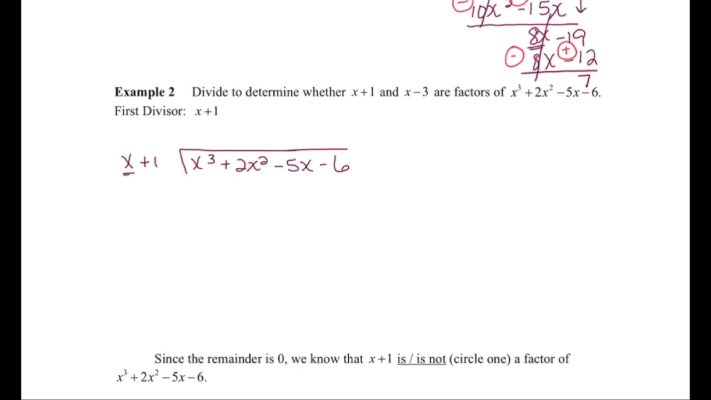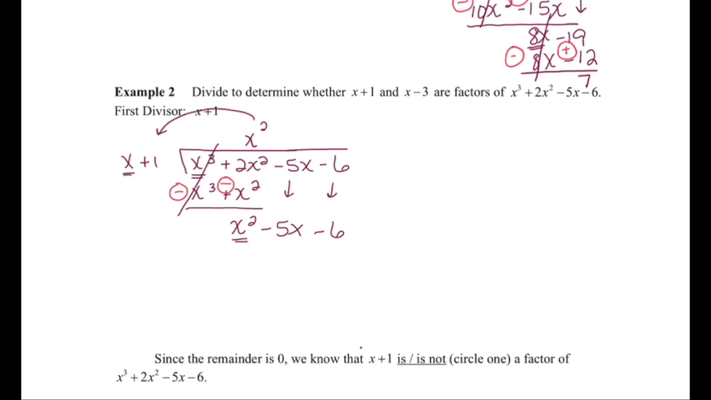I have x. What can I multiply x by so that I get x cubed? Well, I would need 2 more x's, so I have x squared that we're going to multiply everything on the left by. X squared times x is x cubed. X squared times 1 is positive x squared. We'll go ahead and change our signs because we are subtracting. X cubed disappears, and now I have x squared minus 5x minus 6. And we start again.